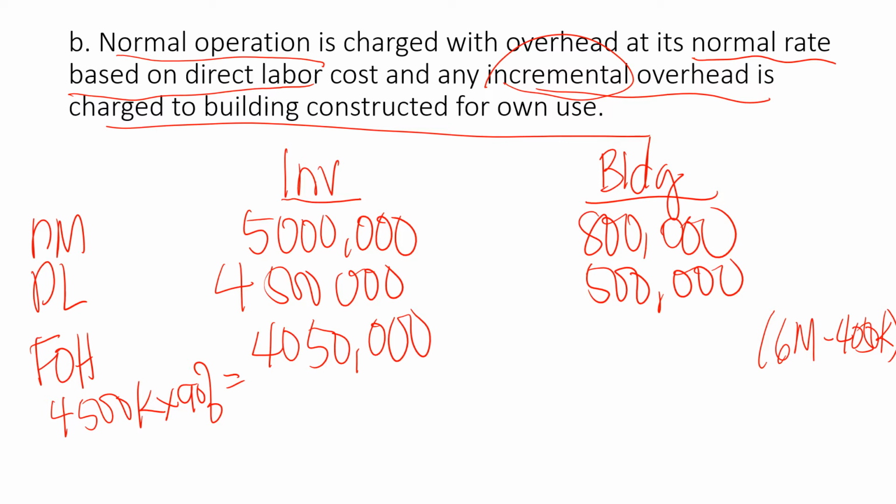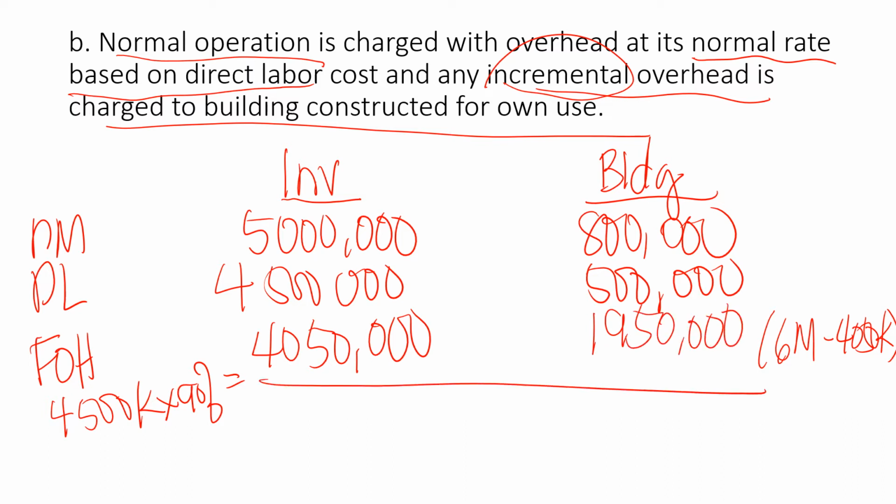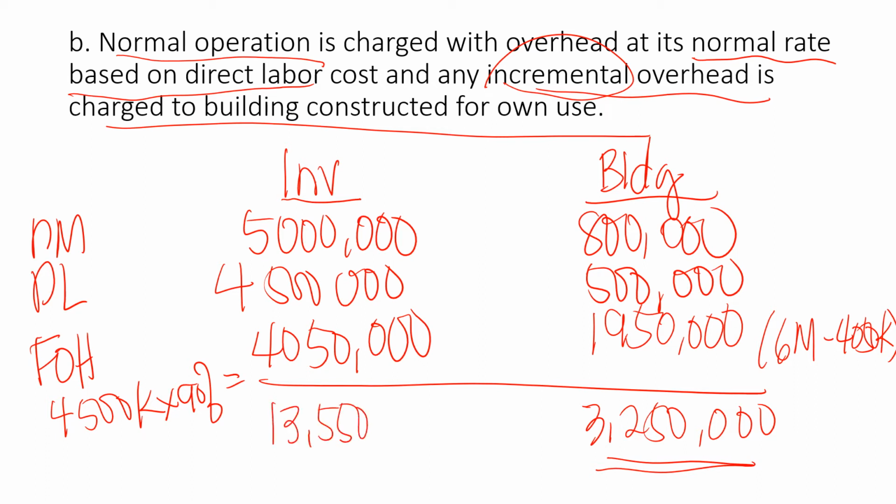So, 6 million minus 4,050,000. So, for building, this will be 1,950,000. Ayan. So, ito magiging 3,250,000 for the building. For inventory, magiging 3,550,000. Ayan, kasi sabi, incremental lang.